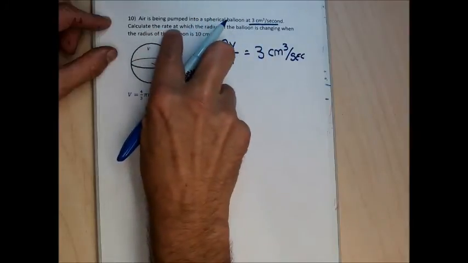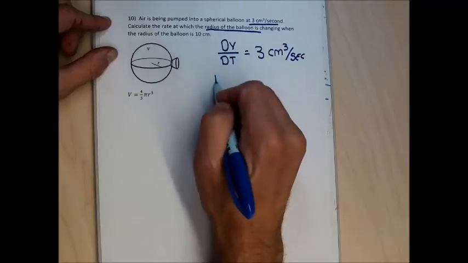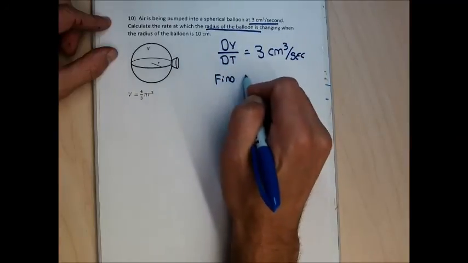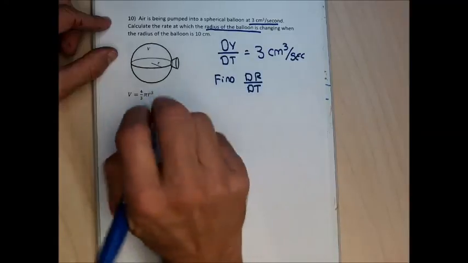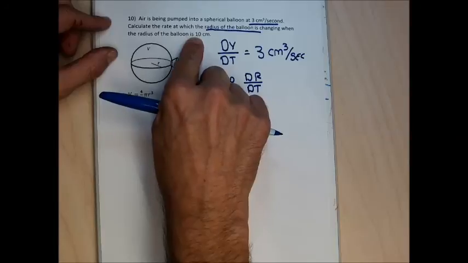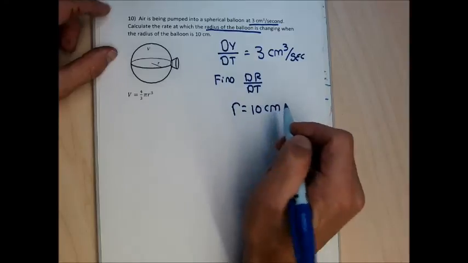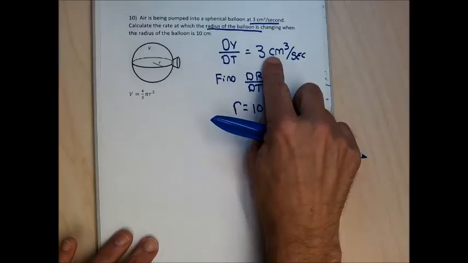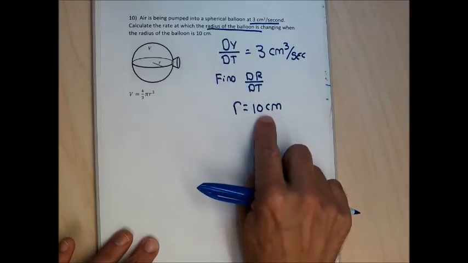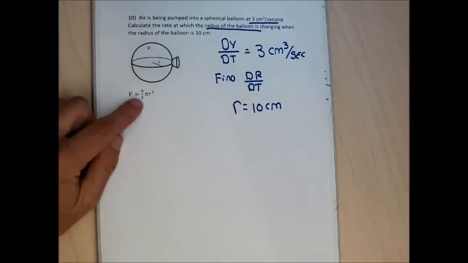Then it says calculate the rate at which the radius of the balloon is changing. This is asking me to find dr/dt. That's the rate at which the radius of the balloon is changing, when the radius of the balloon is 10 centimeters, so r is equal to 10 centimeters. So my goal is to find dr/dt given dV/dt is 3 centimeters cubed per second and r is 10 centimeters. In order to do this problem, I need to know a formula for the volume of a sphere, and I need to take its derivative with respect to time.